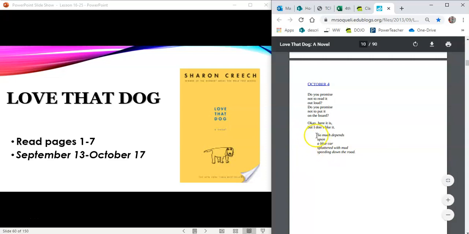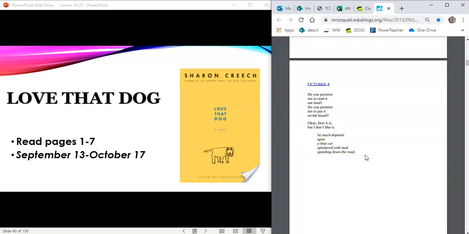And look what he's using. He's using a lot of sensory details. A blue car, splattered with mud, speeding down the road. So boys and girls, you can close your eyes and you can literally see a blue car, splattered with mud, speeding down the road. So is the car going slow? No. Is the car clean? No, it's splattered with mud. And what color was the car? It was blue. He's using a lot of sensory details.